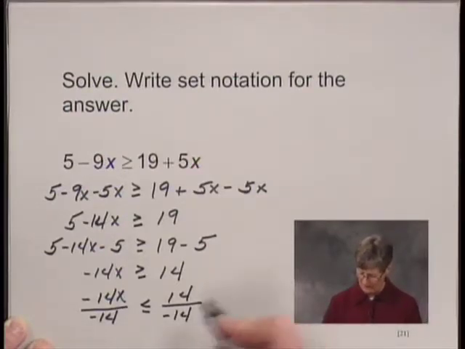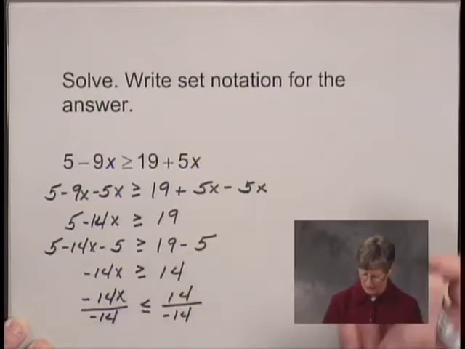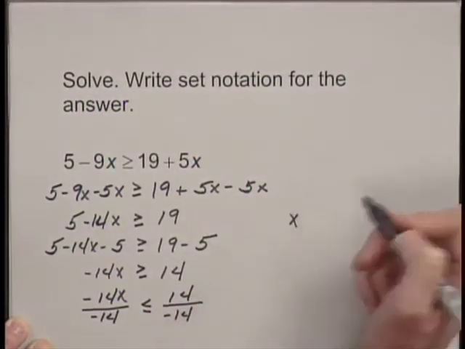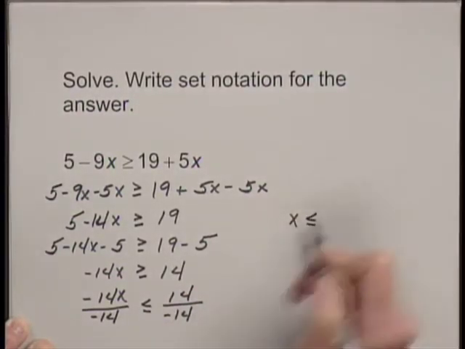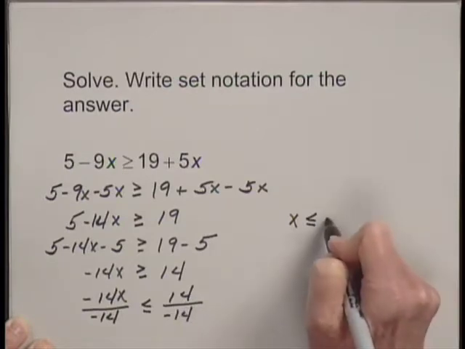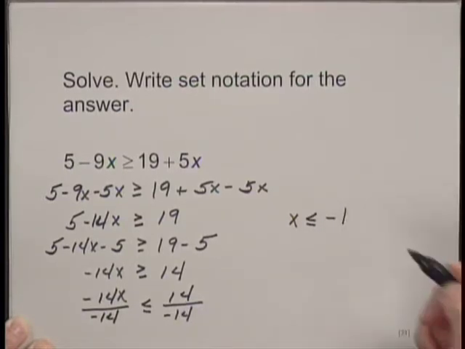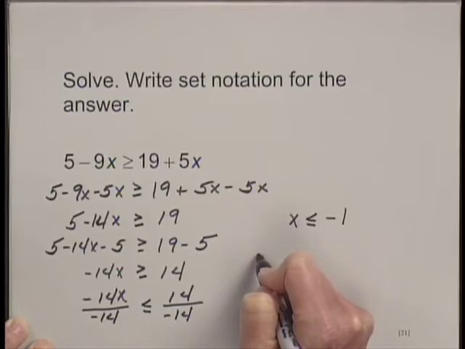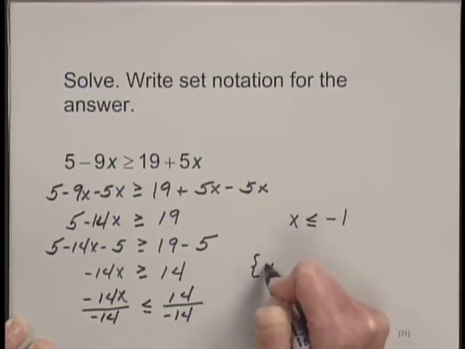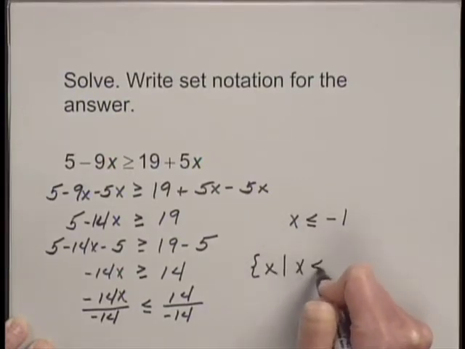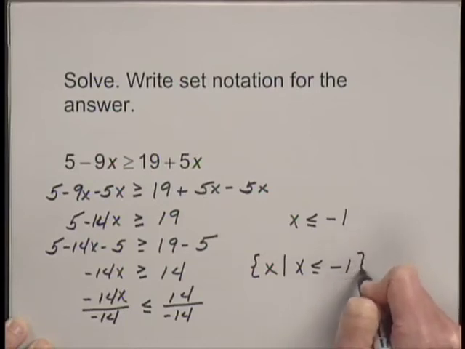On the left, let's continue over here. On the left I have negative 14x over negative 14, which is just x. And that's less than or equal to 14 divided by negative 14, which is negative 1. So I can write the solution set in set notation as the set of all x such that x is less than or equal to negative 1.